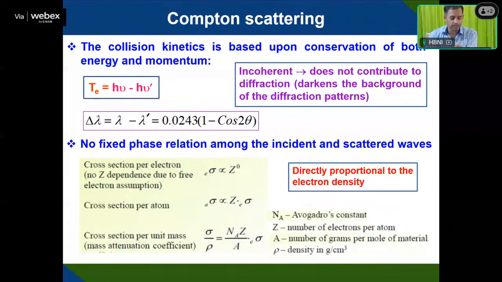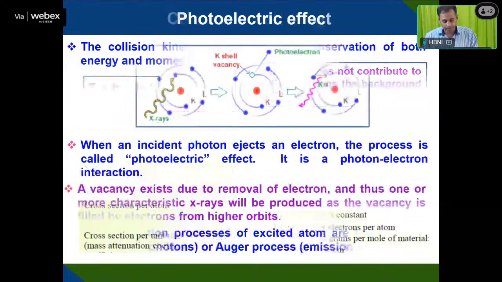And since there is no fixed phase relation in the case of Compton scattering, the cross-sectional absorption is directly proportional to the free electron density. There is no Z dependence here, Z to the power 0. So if there is a dense material, the Compton scattering will be higher. In the case of a light material, the scattering will be less.